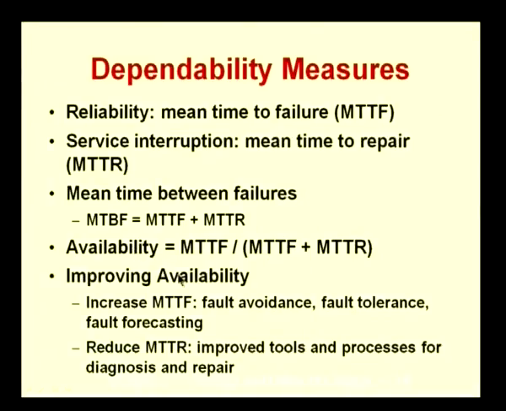So, if I want to increase availability, that is what our goal always is, right. How will I improve availability? I can improve availability by increasing MTTF, the mean time to failure, and by decreasing the MTTR. That is what we normally do. MTTF increase is done by means of fault avoidance, fault tolerance techniques and so on, by providing duplicate devices, duplicate disks and so on, and MTTR reduction is done with the help of improved tools which allow us to do the diagnosis and repair faster.